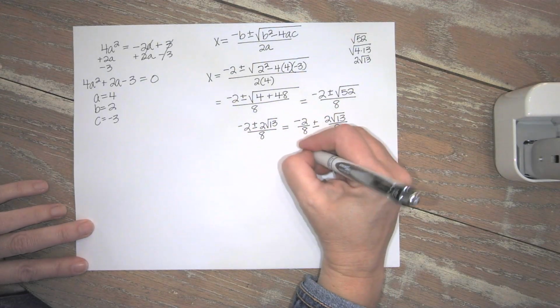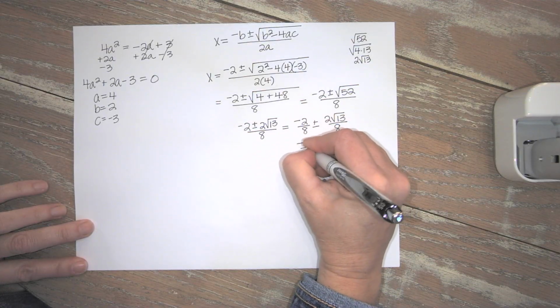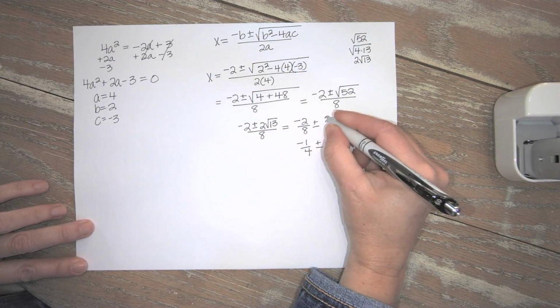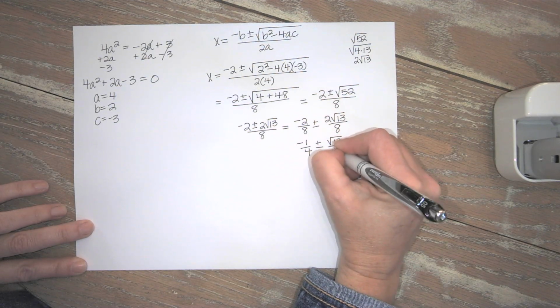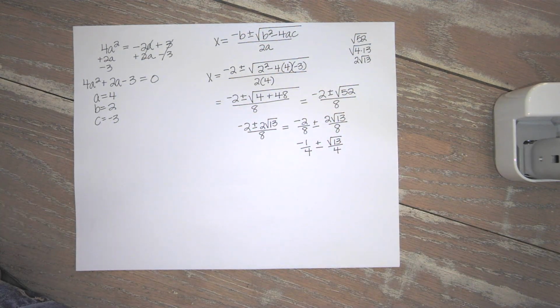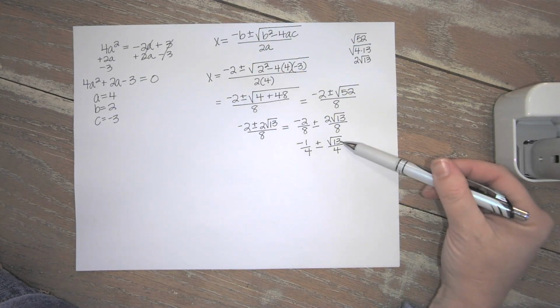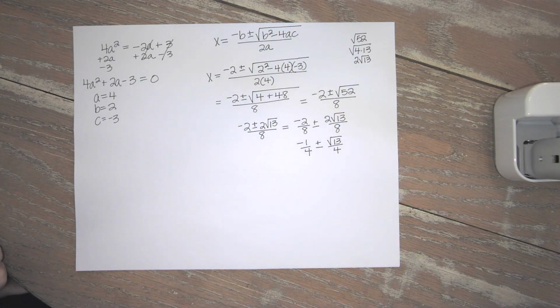So negative 2/8 reduces to negative 1/4. And then the 2 and the 8 here can simplify, and we get the square root of 13 over 4. So negative 1/4 plus or minus the square root of 13 over 4.